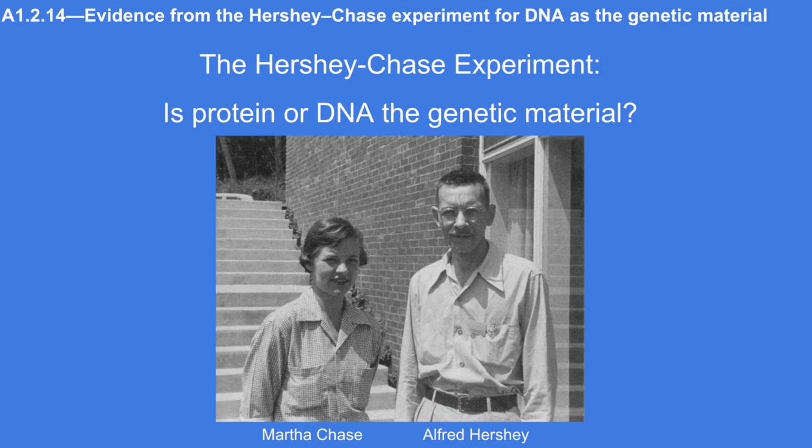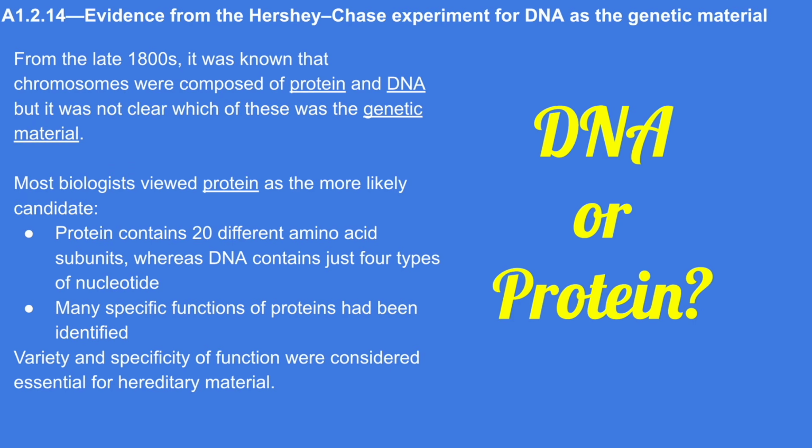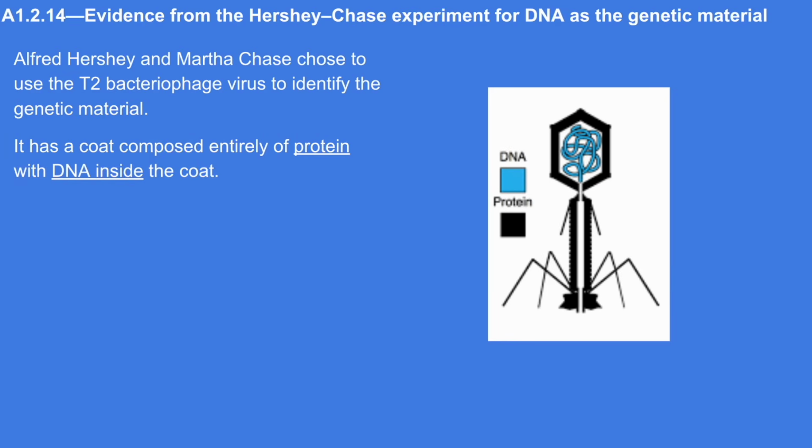All right, the Hershey-Chase experiment sought to answer the question, is protein or DNA the genetic material? This was a very elegant experiment. It was well designed and it used a very simple model organism that allowed them to answer this question. Okay, so before the Hershey-Chase experiment, most scientists thought, well, probably protein's the genetic material because there's 20 different amino acids, whereas for DNA, there's only 4 nucleotides. So it's not going to be a lot of options. Okay, but Hershey and Chase showed them that they were wrong.